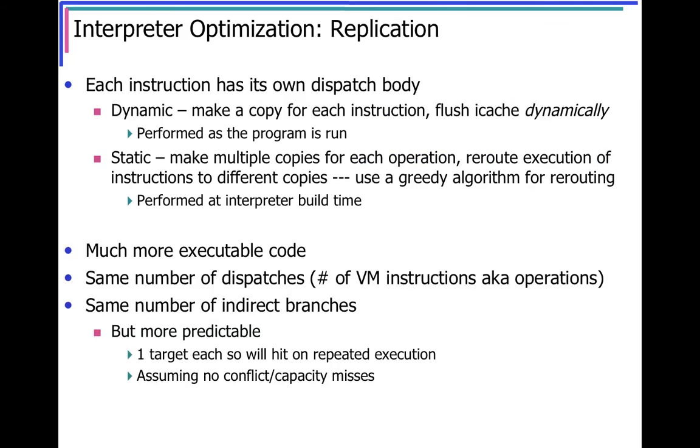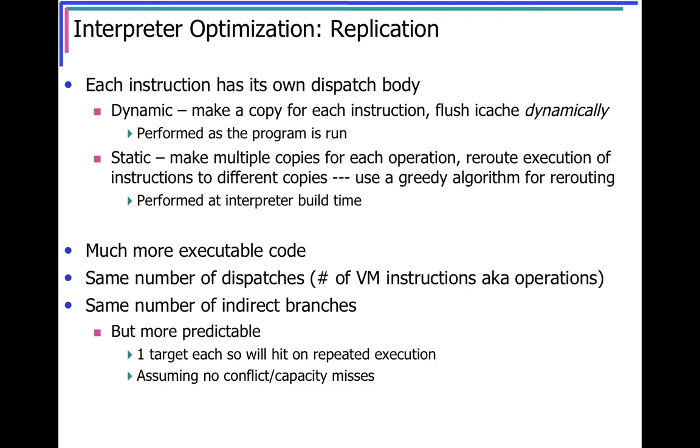Okay, so the side effect of replication is there's a lot more executable code. The footprint of the runtime system is now much, much bigger, because instead of having one copy of each handler, we now have many, many copies of each handler. Notice that we also have the exact same number of dispatches. That is, whatever instructions execute in the program, that number of dispatches is going to happen. We're not reducing the number of dispatches. And actually, we have the same number of indirect branches. We're going to jump between handlers over and over.